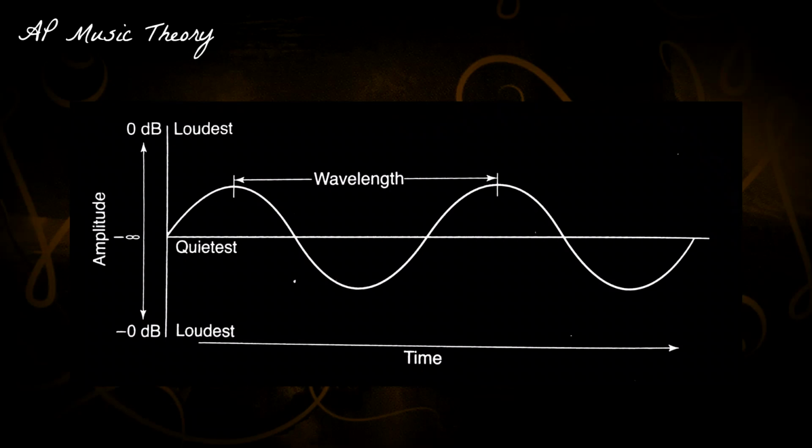Timbre, or tone color. Waveform. Waveform refers to the shape and form of the sound wave as it moves in distance and frequency. The shape of the waveform produces unique qualities of sound called timbre.